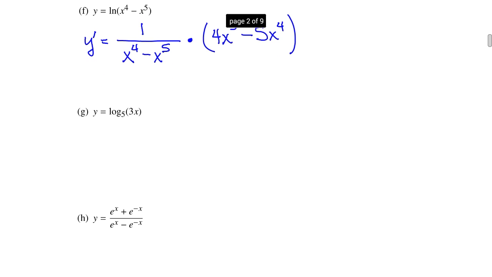Part G, y is equal to log base 5 of 3x. That derivative is 1 over the argument, 3x, times the natural log of the base of the log, and that's 5, times the derivative of the inside. The derivative of 3x is 3, and of course if you were asked to simplify this, you could cancel those 3's.